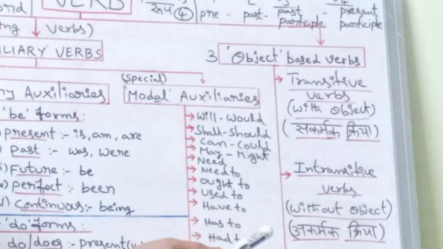A verb without an object is an intransitive verb. So with the help of a few examples, we can have some detailed description and explanation in the next lesson.